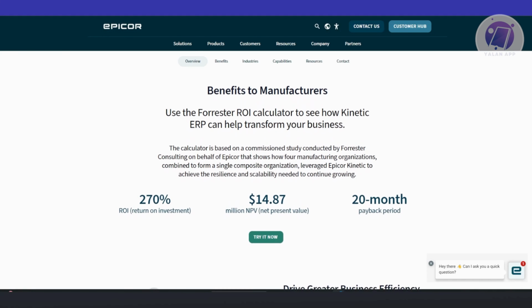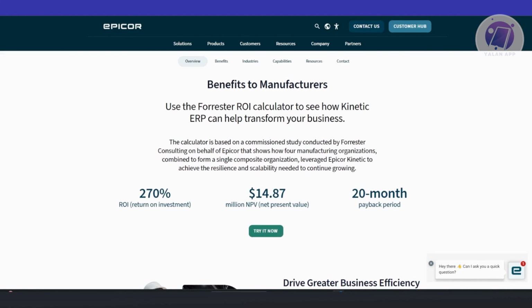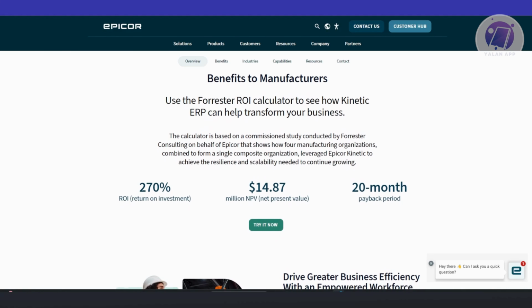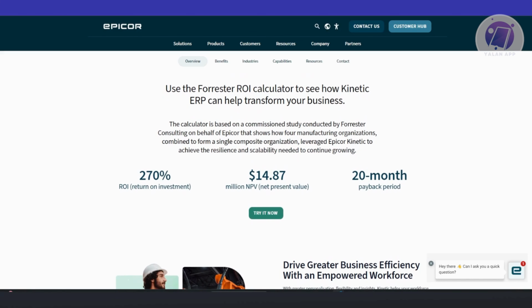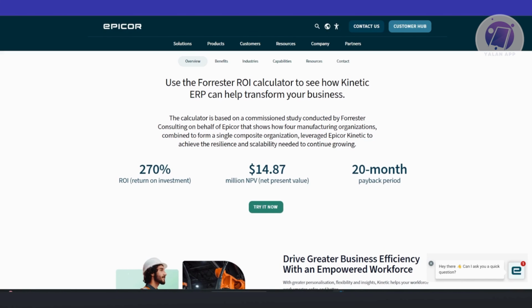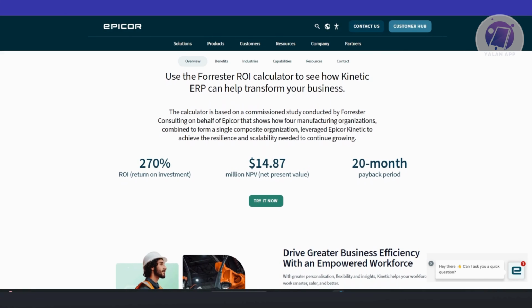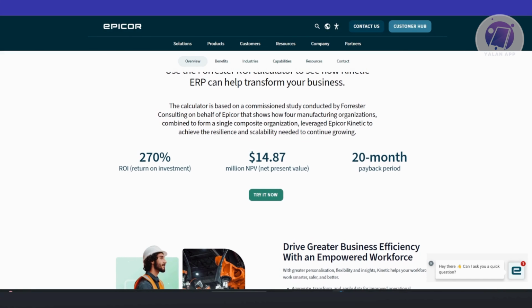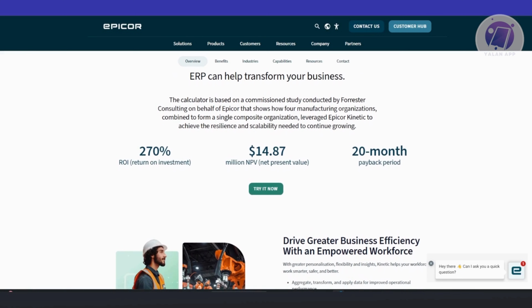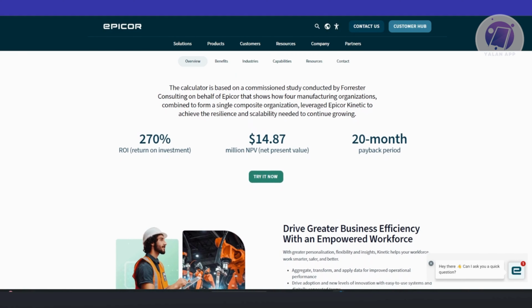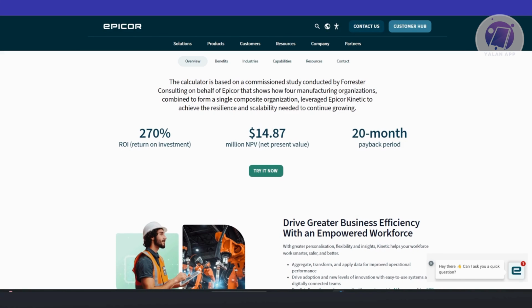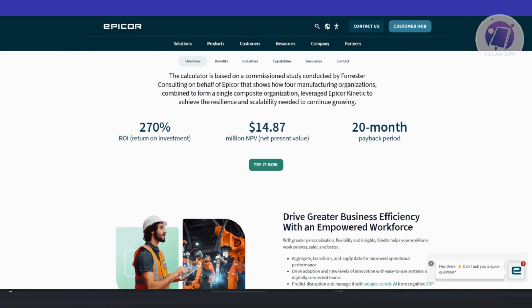Epicor Kinetic ERP isn't just software, it's a comprehensive solution. It helps businesses stay ahead of the curve with tools for financial management, supply chain optimization, and mobile accessibility. It's designed to help you streamline operations and foster growth. If you're looking for a long-term investment to modernize your operations, improve efficiency, and achieve your business goals, then Kinetic ERP is worth considering here. But that's about it.